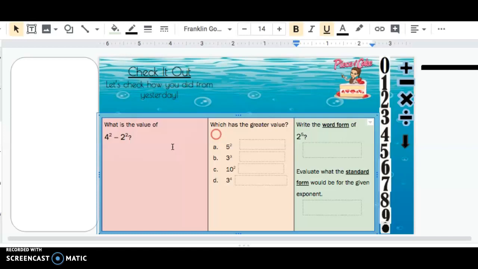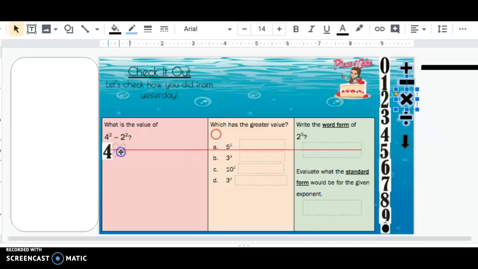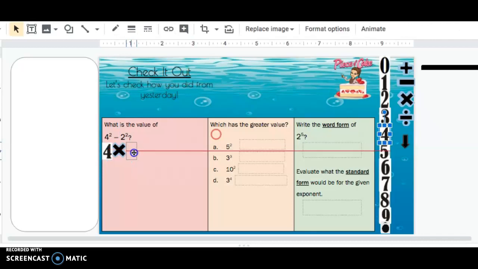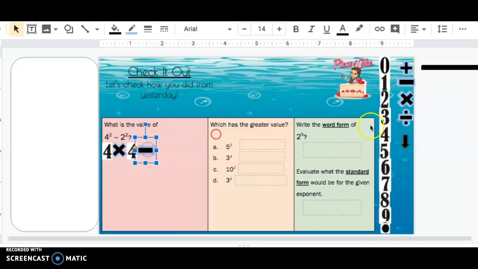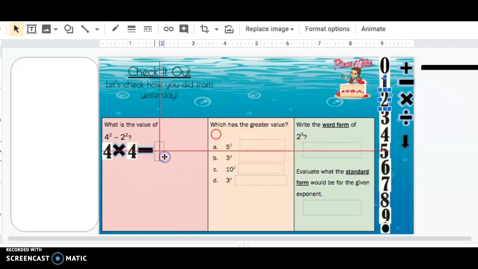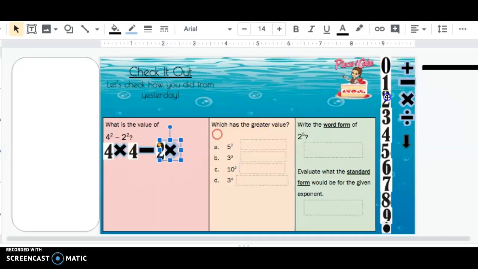So, what you should have done is you should have known that 4 squared means 4 times 4. So, you should have taken your 4s and started setting it up. 4 times 4. And then you see that minus sign, so you should have put a minus sign. So you should have put minus 2 times 2.